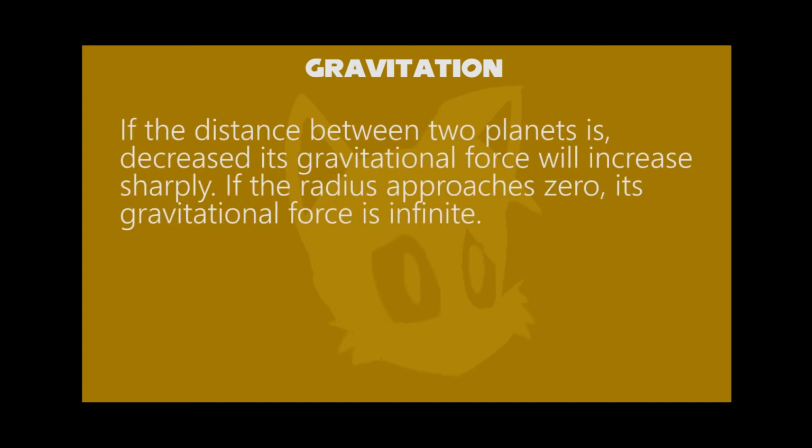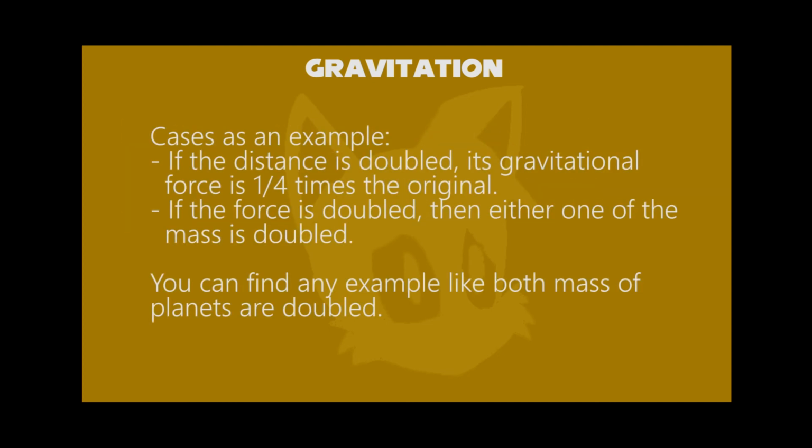If the distance between two planets is decreased, the gravitational force will sharply increase. If the distance approaches zero, its gravitational force is infinite. So be sure, the value must not be equal to zero. From the cases of gravitational force, if the distance is doubled, the gravitational force becomes a quarter of the original. Or if the force is doubled, then either one mass is doubled.